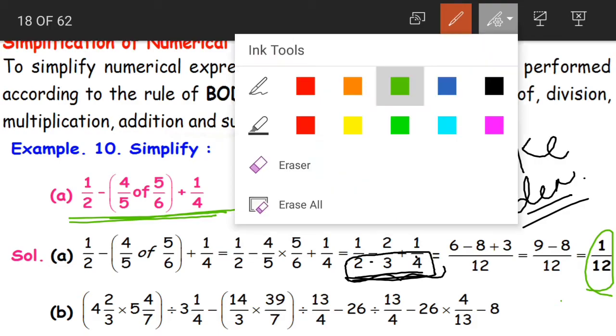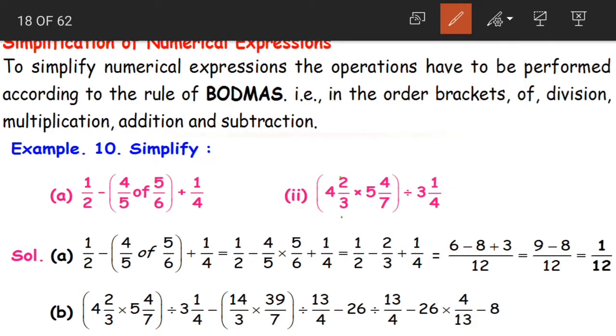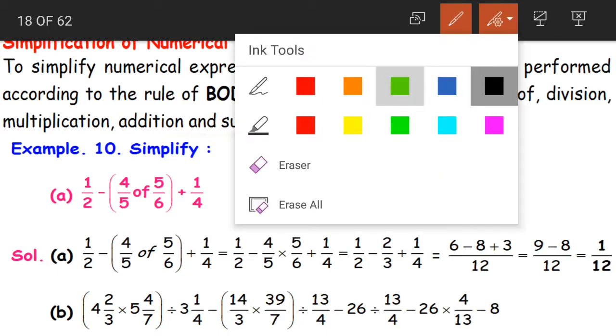Now moving on to the second question. 4 2 by 3 into 4 5 by 7 divided by 3 1 by 4. Here all the three numbers given to us are what? Mixed numbers. So our very first step will be to convert them into improper fractions.